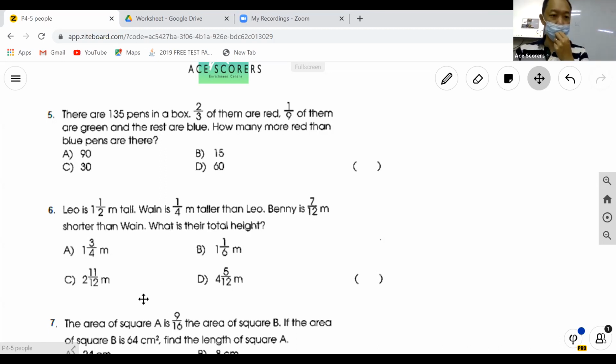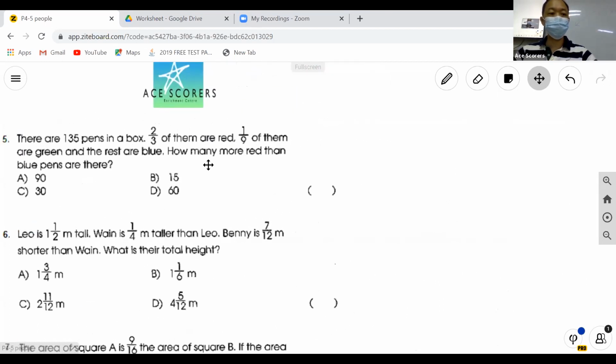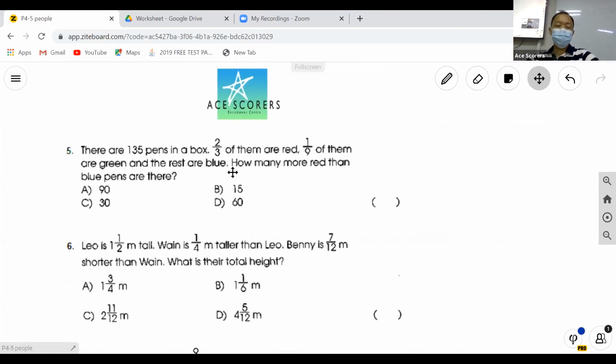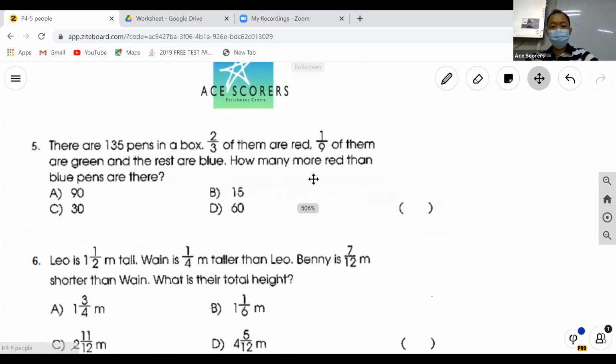Okay, how about we go through together? Okay. Yeah, 9. There we go. Pay attention. Okay, so question number 5. There are 135 pens in the box. 2/3 of them are red, 1/9 of them are green, and the rest are blue. How many more red than blue?